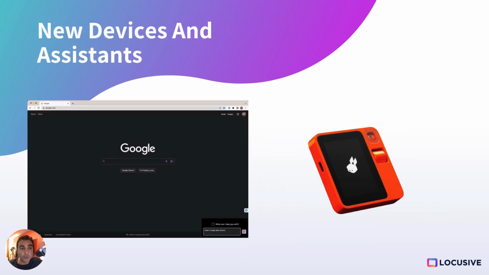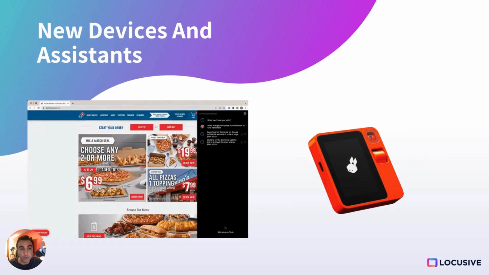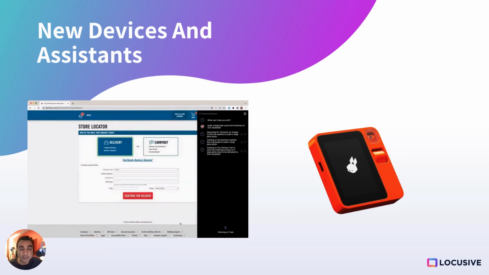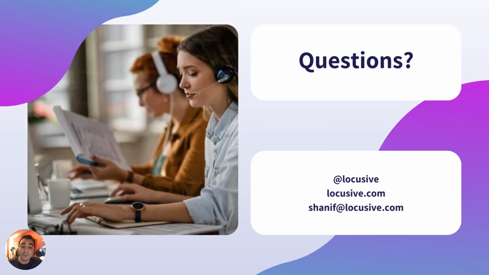If nothing else, I know we're going to start to see new devices and assistants. That HyperWrite AI bot we saw earlier, we're going to start to see more and more multimodal systems that can handle web-based systems, just like the Rabbit device. We're going to start to see a lot of these. I think we're going to start to see a lot of business-specific agents like what we're building at Locusive, which will enable people to have a little bit more free time. We'll see ultimately what happens. I'm looking forward to it.